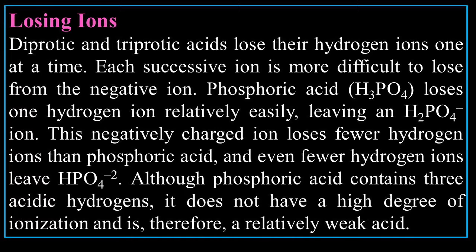Phosphoric acid loses one hydrogen ion relatively easily, leaving the dihydrogen phosphate ion. This negatively charged ion loses hydrogen ions less readily than phosphoric acid, and the next one even less, leaving hydrogen phosphate. Although phosphoric acid contains 3 acidic hydrogens, it does not have a high degree of ionization and is therefore a relatively weak acid.